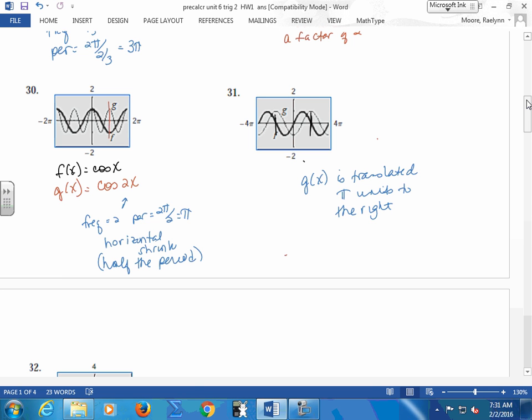You took half, this is from the book, half the period. So they consider this a shrink. They consider this a horizontal shrink. Your period kind of stretched, so your frequency stretched, but your period shrunk. So it's kind of like an opposite effect.